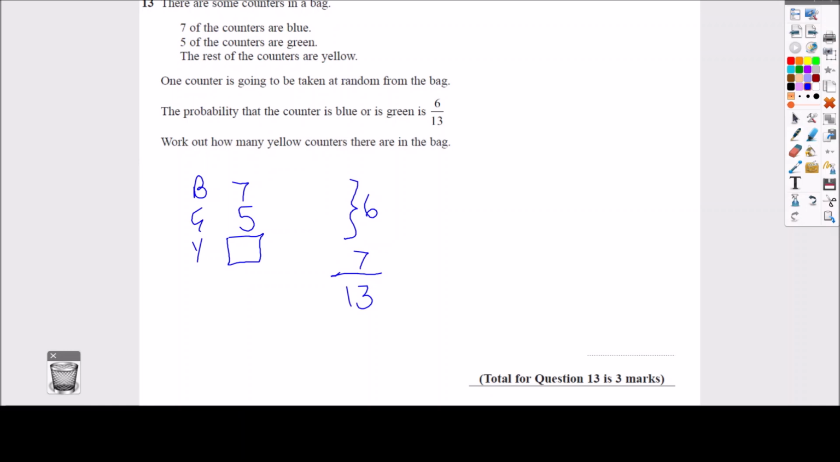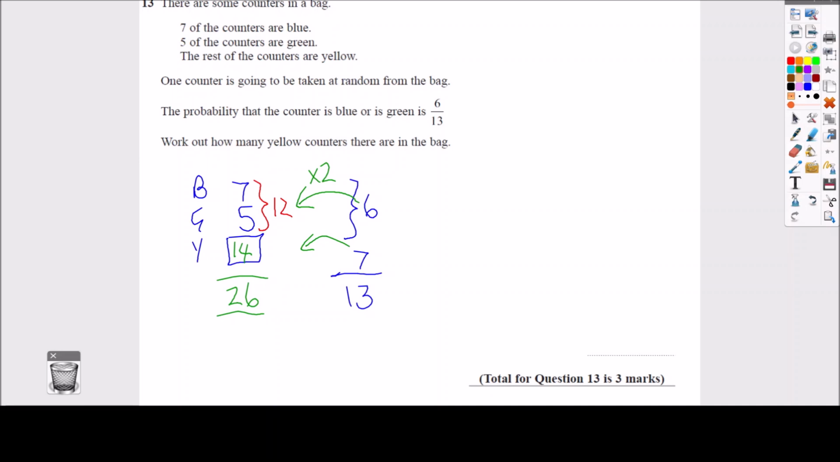Okay, so obviously probability-wise, if the probability of getting a blue or a green is 6 out of 13, then yellow must be 7 out of 13. So they're the probabilities, but in reality, we've got 12 blue and greens. So proportionally, how can we get from the probability to the actual number of counters? Well, how do we get from 6 to 12? Well, we're doubling it. So we have to double the 7 yellows as well, giving us 14. And that's going to give us 26 counters in total.